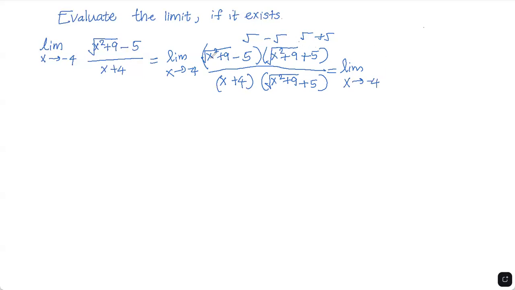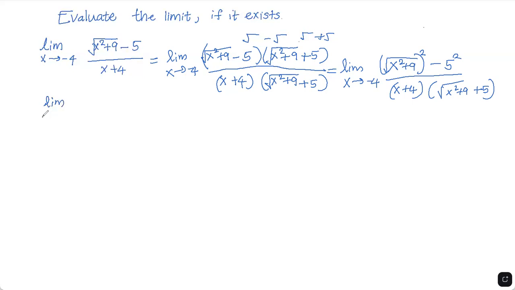In the numerator, you have the factors of difference of two squares. So then how do you write the difference of two squares? Square root of x square plus 9 to the power 2 minus 5 to the power 2, right? Divided by x plus 4 times the term square root of x square plus 9 plus 5, right? So now simplify the numerator a little bit.